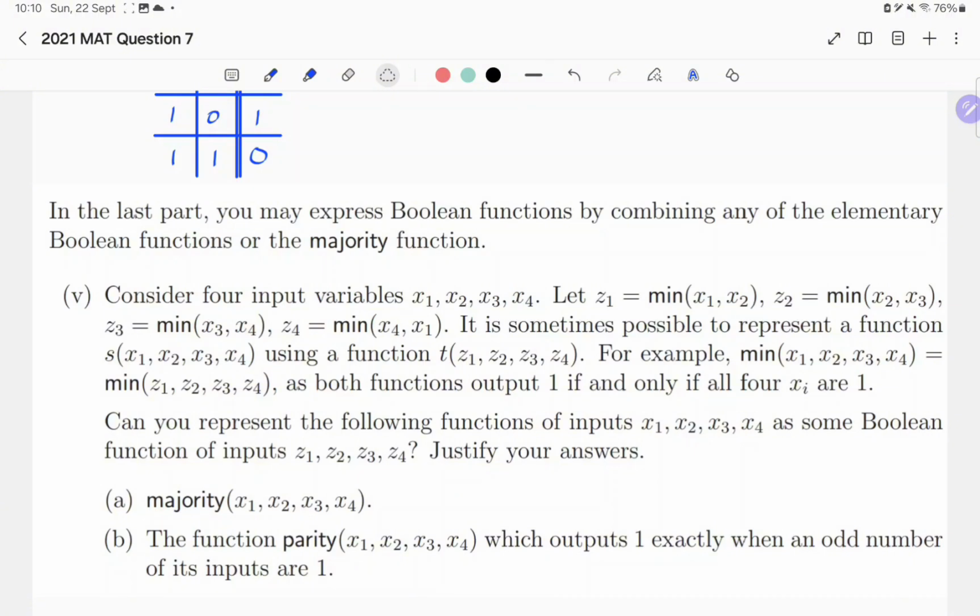For example, min of x1, x2, x3, x4 is equal to min z1, z2, z3, z4, as both functions output 1 if and only if all 4 xi are 1. Can you represent the following functions of inputs x1, x2, x3, x4 as some Boolean function of inputs z1, z2, z3, and z4? Justify your answers. Part A. Majority of x1, x2, x3, x4. B. The function parity x1, x2, x3, x4, which outputs 1 exactly when an odd number of its inputs are 1.